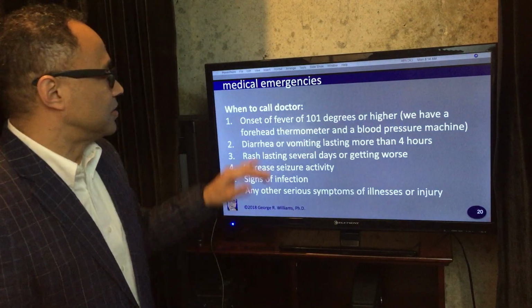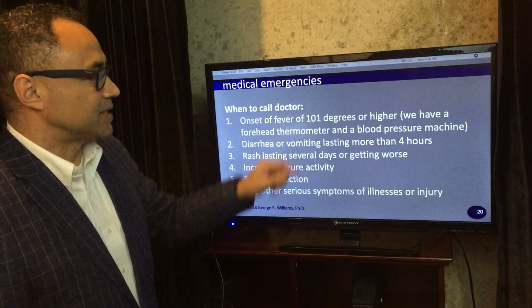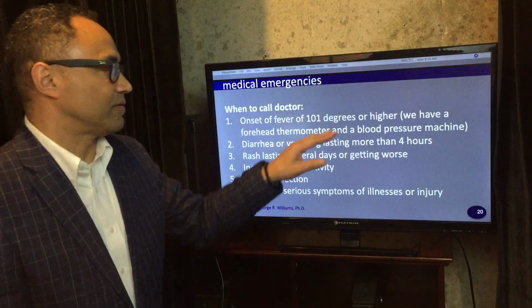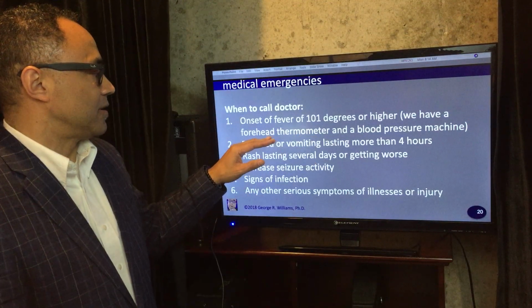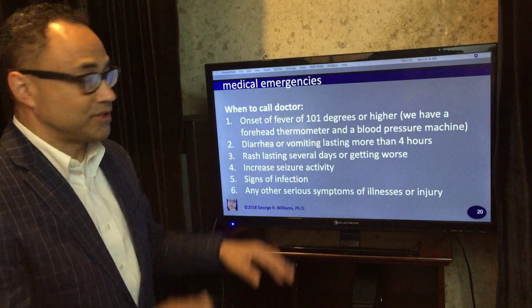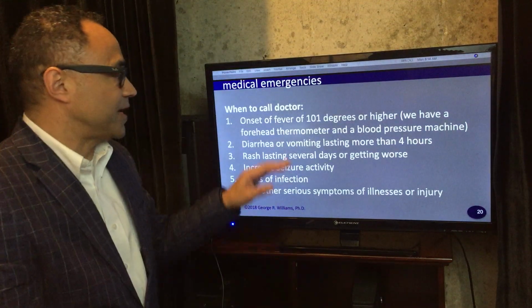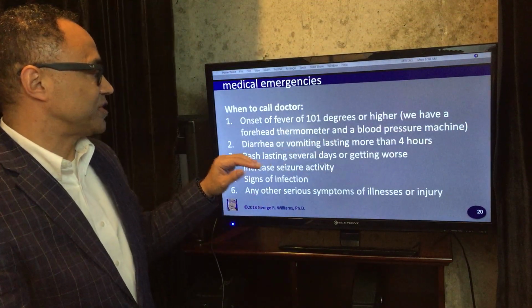So when to call a doctor? The onset of a fever. It's 101 degrees, that's a fever, or higher. And we have at our facility a forehead thermometer that you just swipe across your forehead to get the temperature. We also have a blood pressure machine.